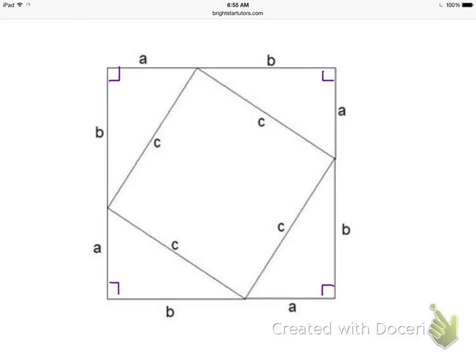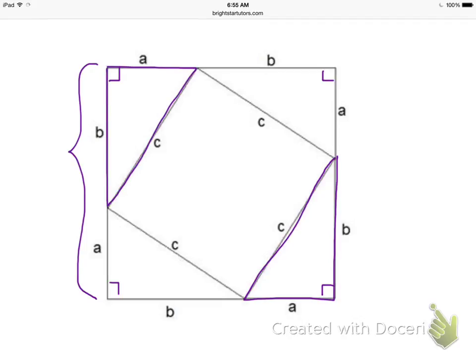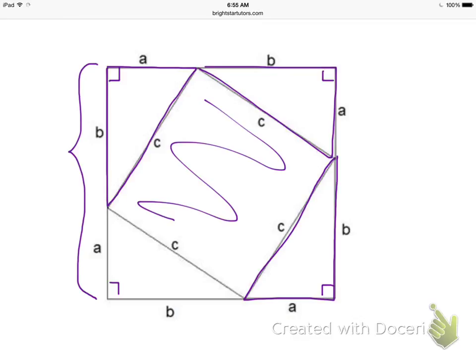Okay, so now we know the area of this large square with side length A plus B. Now I want to look at the area of one of these triangles, because what we're going to try to do is subtract. We're going to take the area of the whole square, subtract off the triangles, and that will give us the area of this region left in the middle here. Okay? So that's our goal.